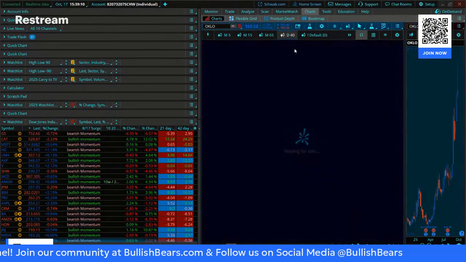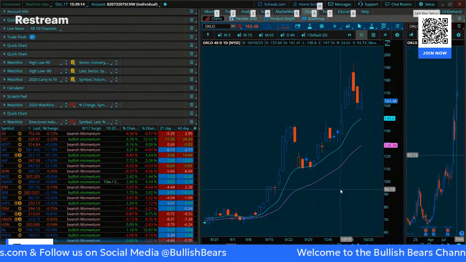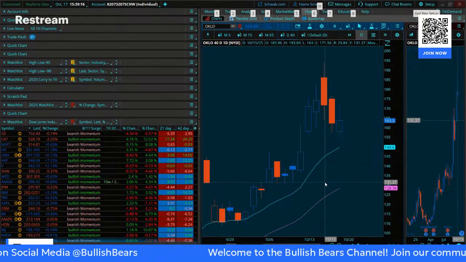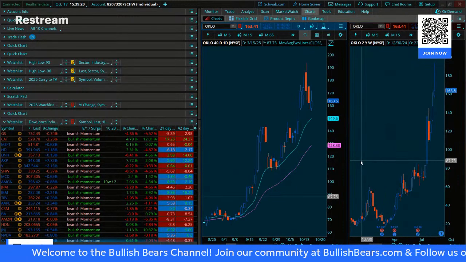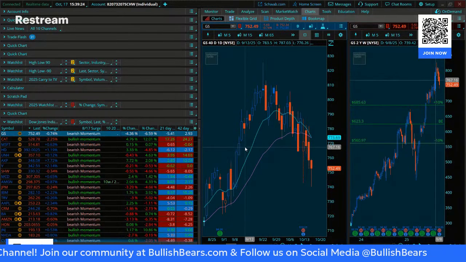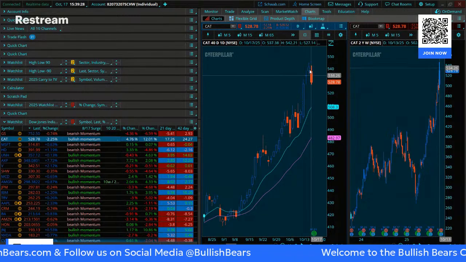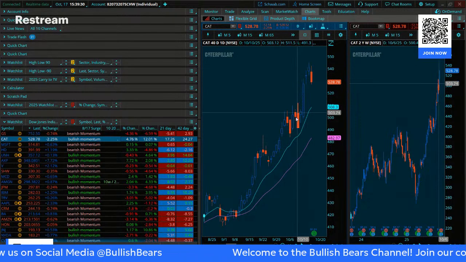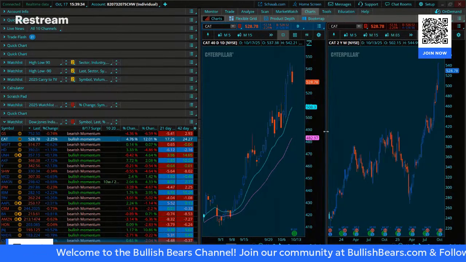Let's see what we can find. Having a specific trade trigger makes things a lot easier. There is an evening star reversal on Caterpillar on the daily. That's a really nice trade setup.